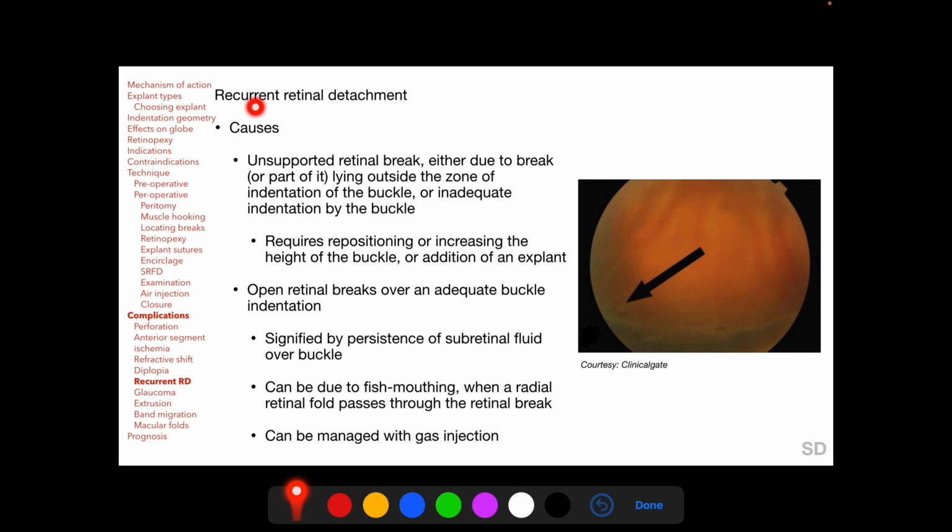Recurrent retinal detachment can occur due to a retinal break or breaks not being supported adequately by the buckle, either due to the retinal break or part of it lying outside the zone of indentation of the buckle, as seen here in this clinical photograph, or inadequate indentation by the buckle itself. This requires repositioning of the buckle, increasing the height of the buckle, or addition of another explant.